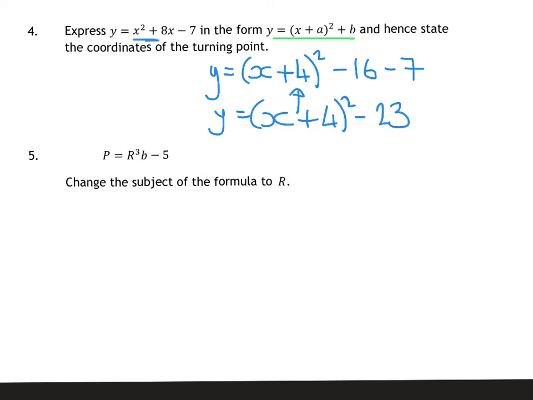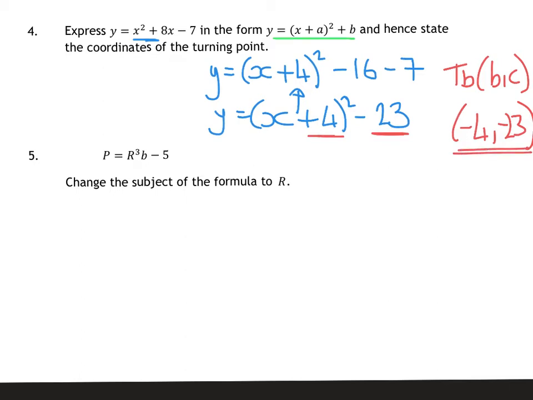If you're asked to find the turning point, it's literally using these numbers here. The turning point is using the 4 and the 23. Your turning point is always (b, c). Now, b is the opposite of what's in the bracket. Plus 4 means your turning point is at minus 4 and then minus 23. So that would be your turning point: negative 4, negative 23. Because this equation is telling you that your graph has moved 4 to the left and 23 down. So that would be your turning point if you are doing that part.